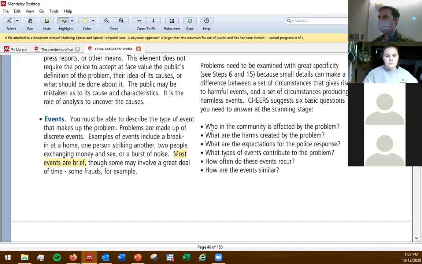What are the expectations for the police response? What do we expect the police to do? Probably do more DUI checkpoints. Okay, DUI checkpoints, punish people, especially repeat offenders. What else? Anything else?